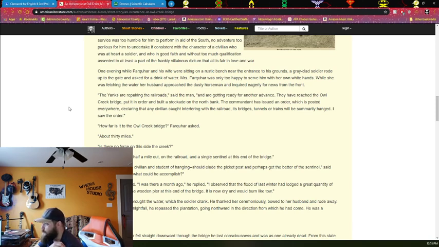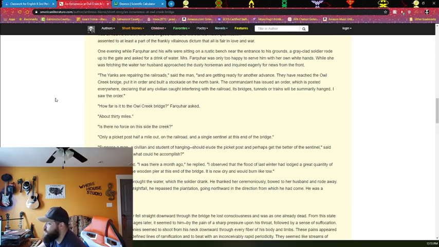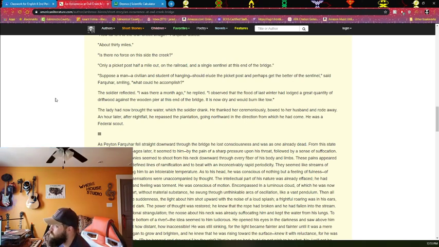"I saw the order. How far is it to the Owl Creek Bridge?" Farquhar asked. "About 30 miles." "Is there no force on this side of the creek?" "Only a picket post half a mile out on the railroad and a single sentinel on this end of the bridge." "Suppose a man, a civilian and student of hanging, should elude the picket post and perhaps get the better of the sentinel," said Farquhar, smiling. "What would he accomplish?" The soldier reflected. "I was there a month ago," he replied. "I observed that the flood of last winter had lodged a great quantity of driftwood against the wooden pier at this end of the bridge. It is now dry and would burn like tinder."